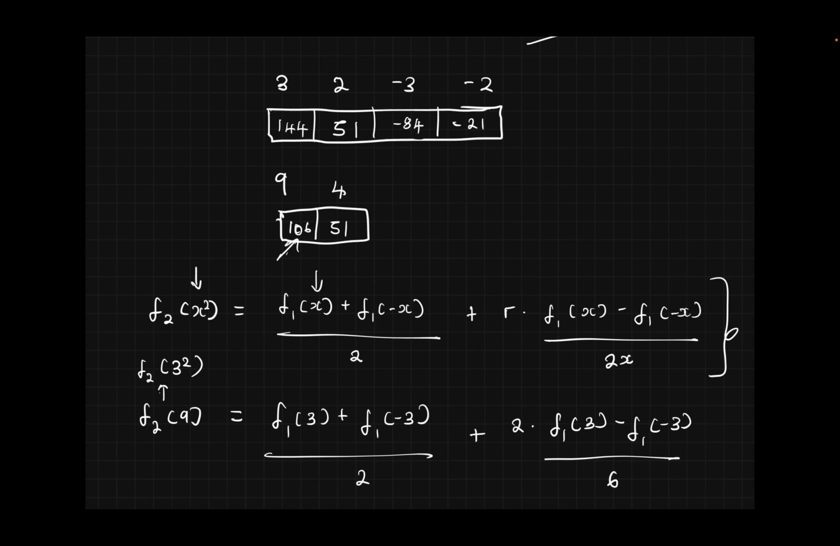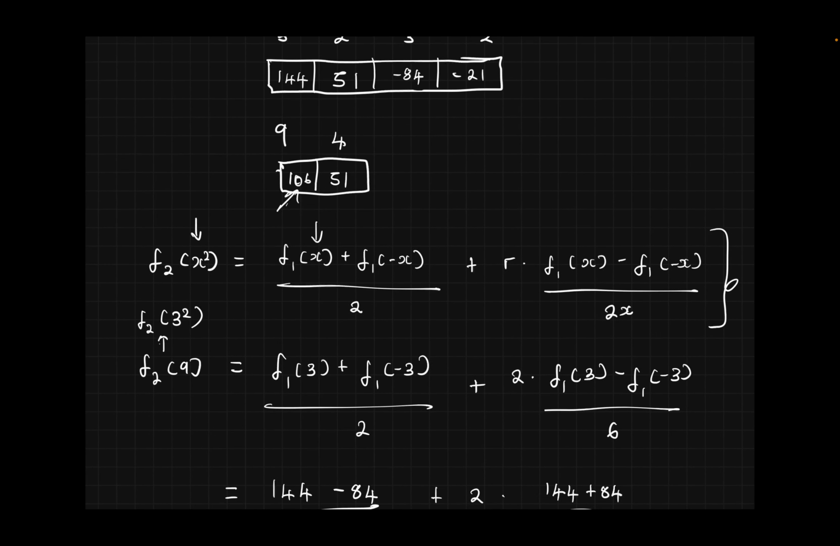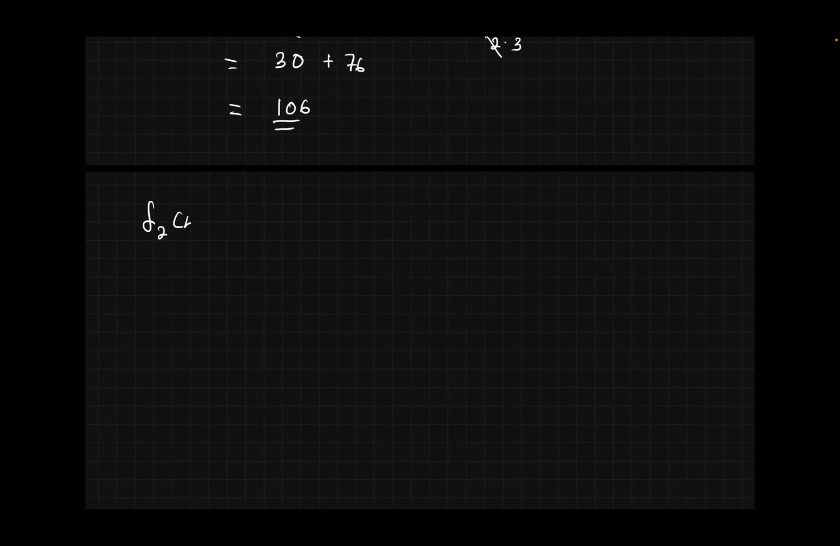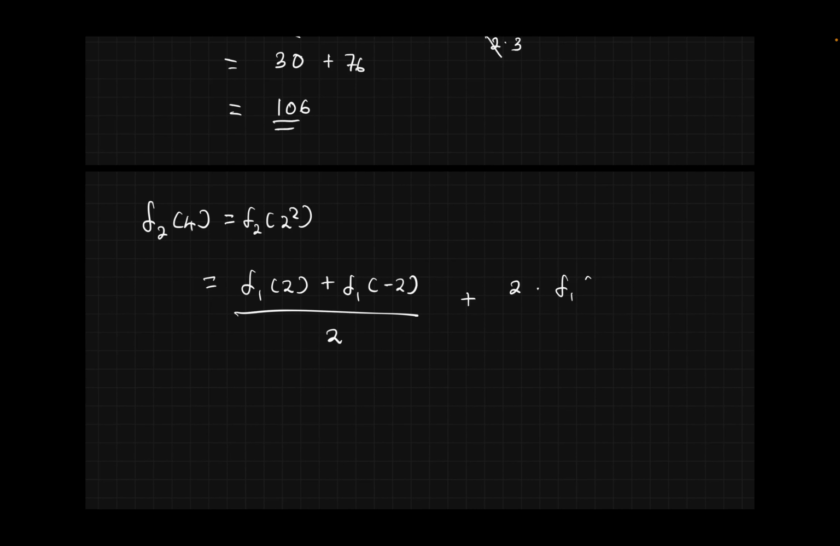Should we do F4? So let's do F2 of 4. F2 of 4 is going to be the same thing as F2 of 2 to the 2, right? Which is basically F1 of 2 plus F1 of minus 2, divided by 2, plus R, which was 2, times F1 of 2 minus F1 of minus 2, divided by 2 times 2, right? So we just cancel from here so that it's easier.